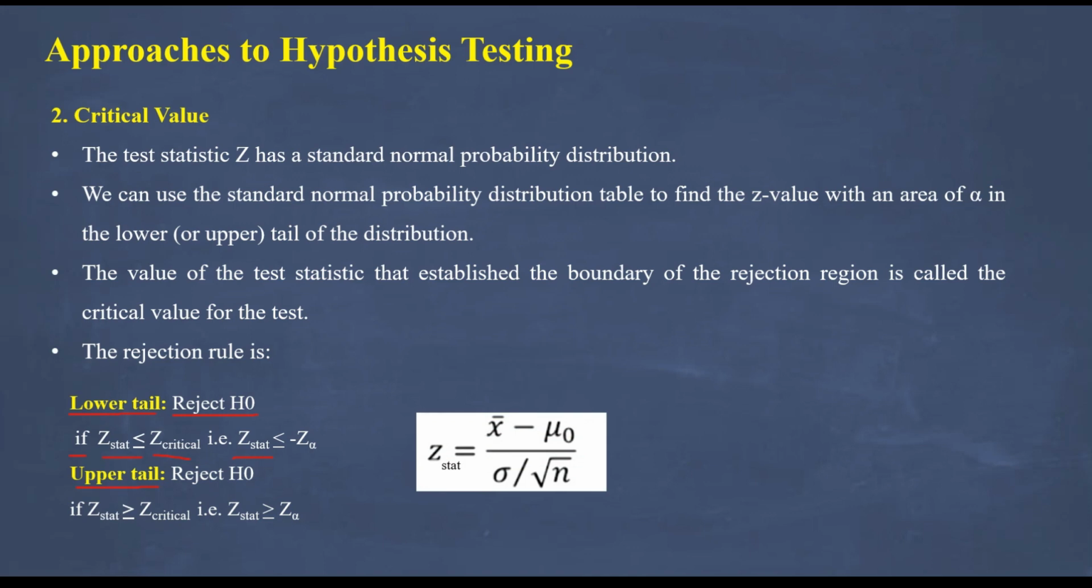The formula for the Z statistic is x bar minus mu0 divided by sigma by root n. Here x bar represents the sample mean, mu0 represents the hypothesized value of the population mean, sigma indicates the standard deviation of the population, and n represents the sample size.